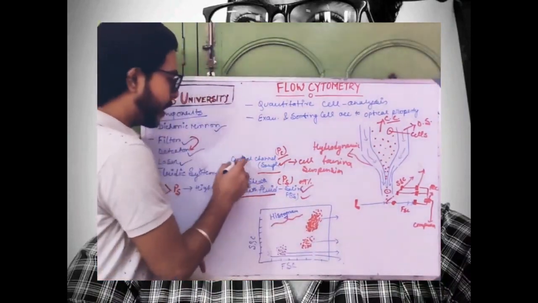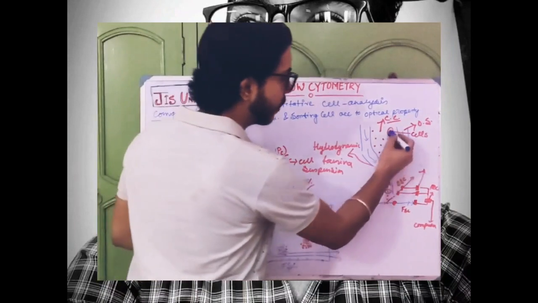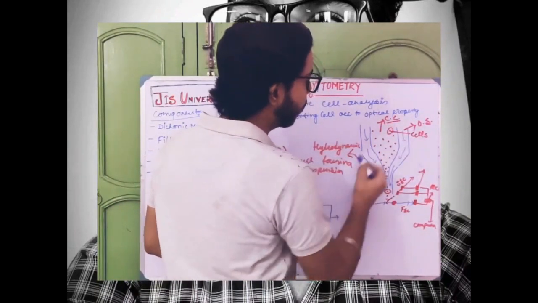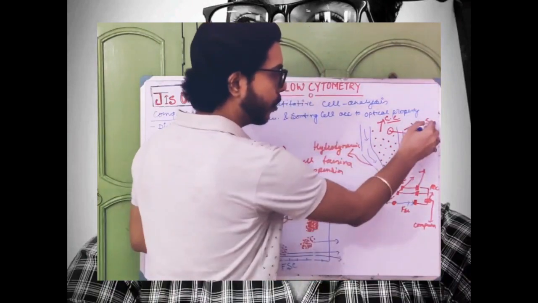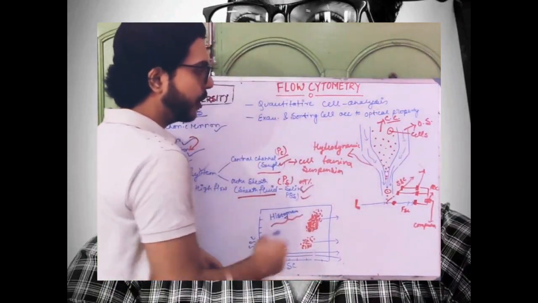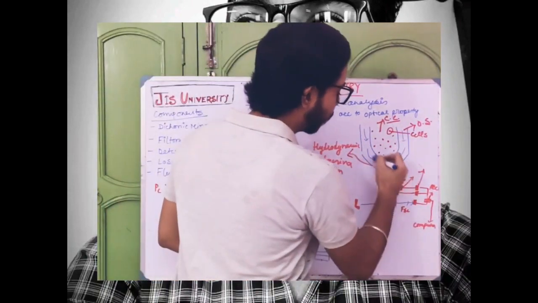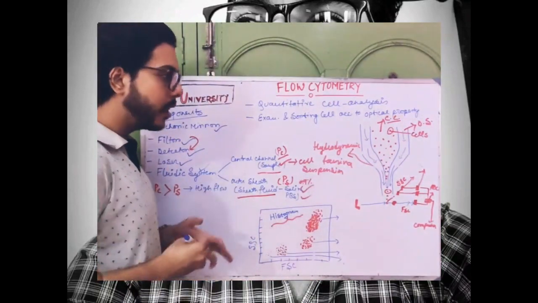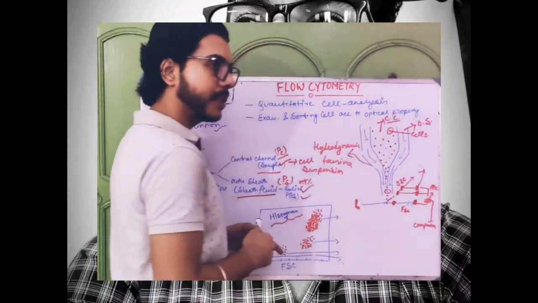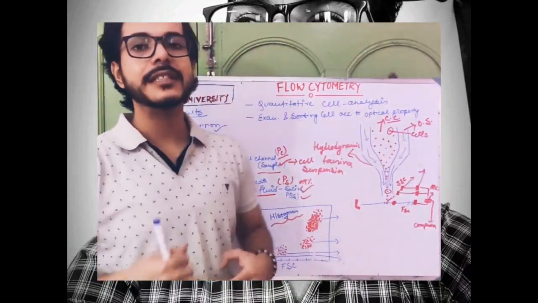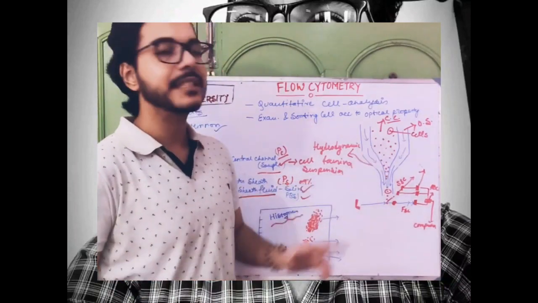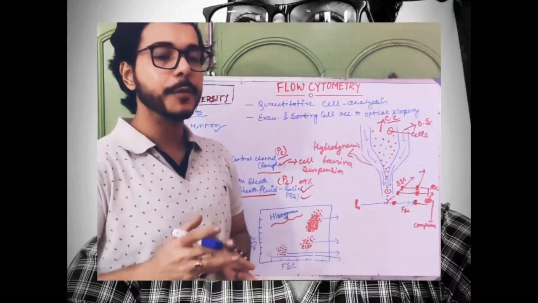So the central channel where the sample is, this one is the central channel, CC, and this one is the outer sheath, OS. In the OS, 0.9% saline or PBS is flowing, and here the cell suspension is there. If the concentration of the cell suspension is low, that is quite good. The concentration of the cell suspension should be lower. It should not be very viscous.